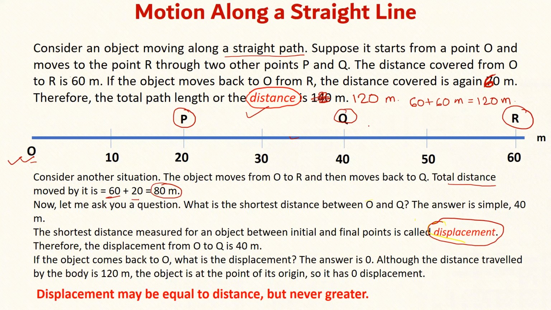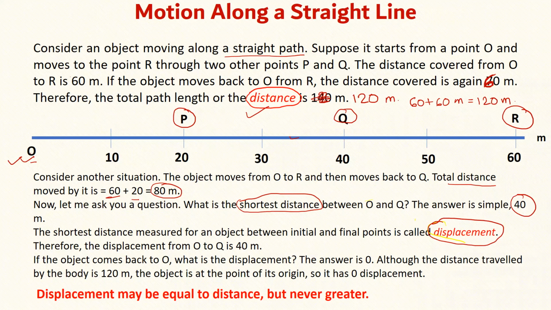Okay, so that is the total distance. Now, let me ask you this question. What is the shortest distance traveled by the object between O to Q? Okay, shortest distance. The answer is, as you can see, it starts from O and it ends at Q. So the shortest distance is short. So the answer will be 40 meters. So 40 meters is the shortest distance that the object has moved between the points O and Q.